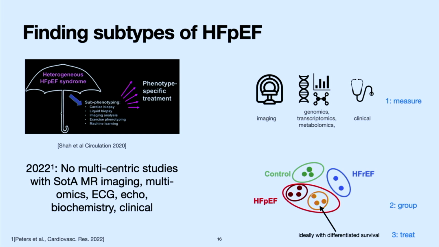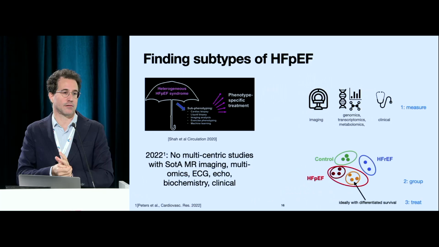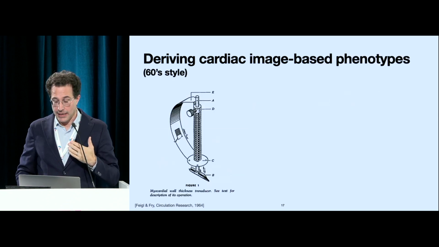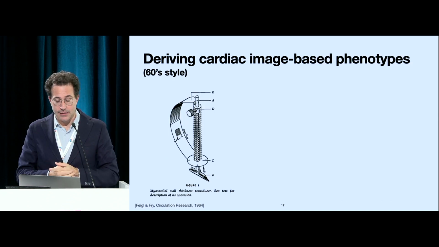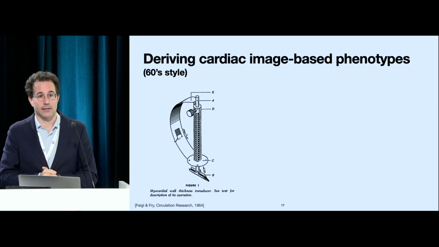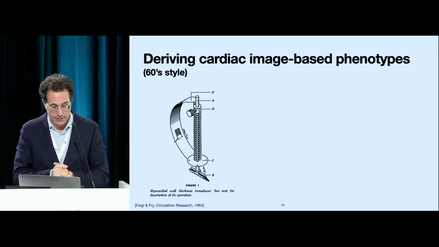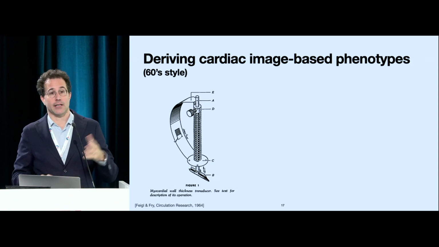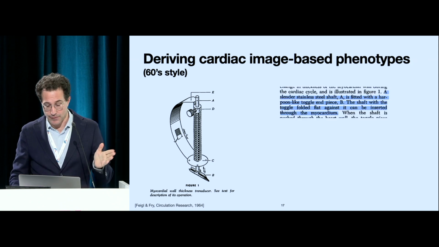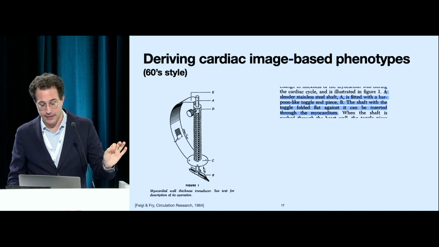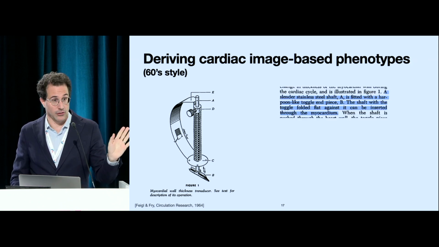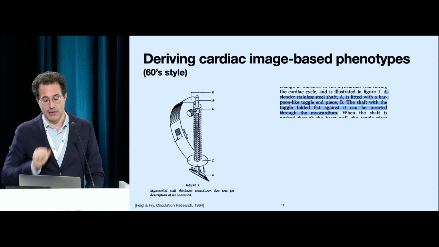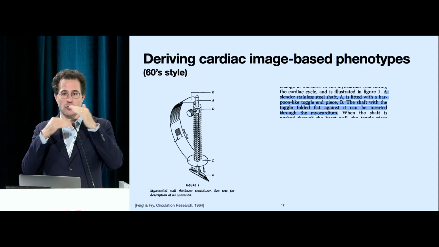So let's talk about imaging. There's a few omics at the end, but this is mostly about imaging. So how do we derive nice cardiac image-based phenotypes? And if you're in the 1960s, and let's say you want to measure myocardial thickness, this is what you do, right? So this is a myocardial wall thickness transducer. And you might ask, how does it work? Well, it's fine. You know, it's just a stainless steel shaft that is slender, so it's fine. And you just pierce the myocardium, and then you can get your thickness measurements, right?